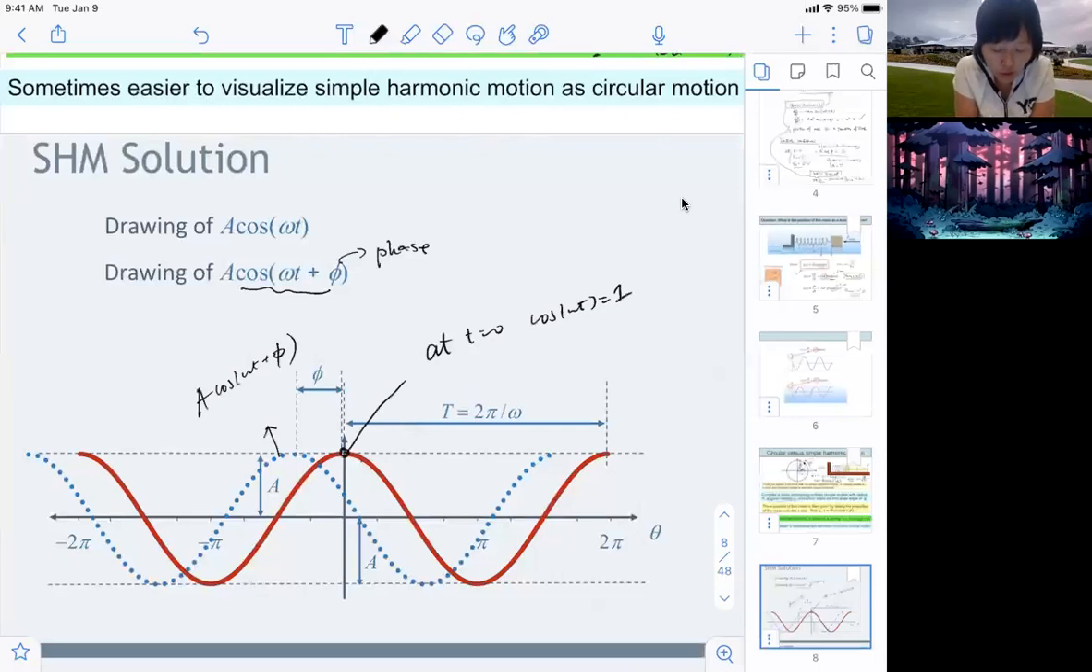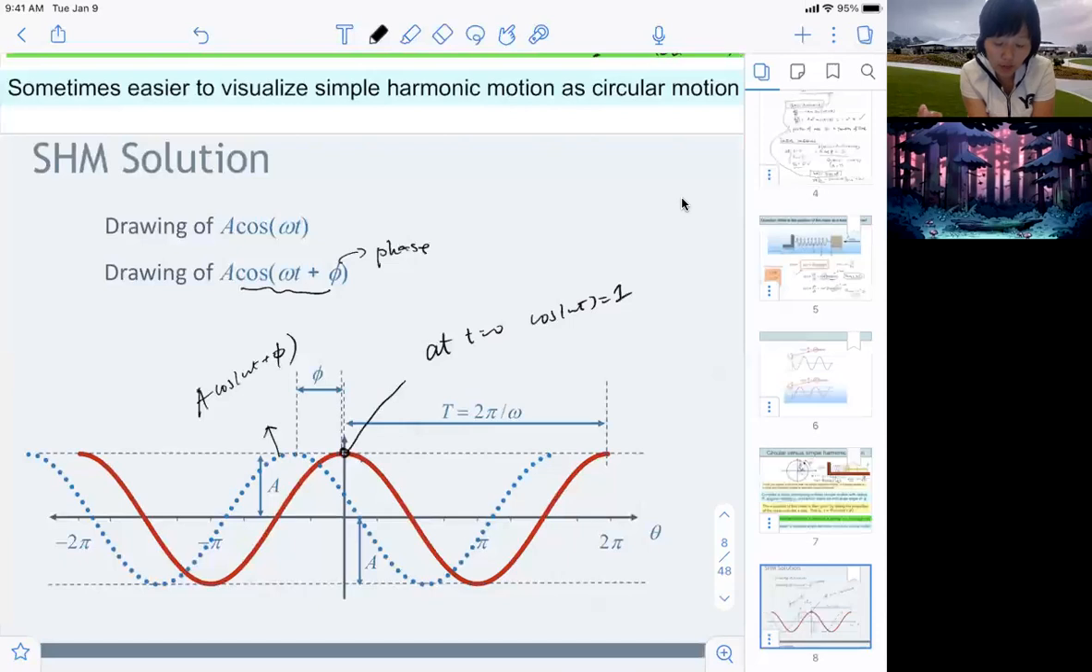Okay, so how do we know how to draw the phase difference? We know the whole wave is being shifted. But how do we know whether to shift it to the left or to the right? So there's a way to figure that out.